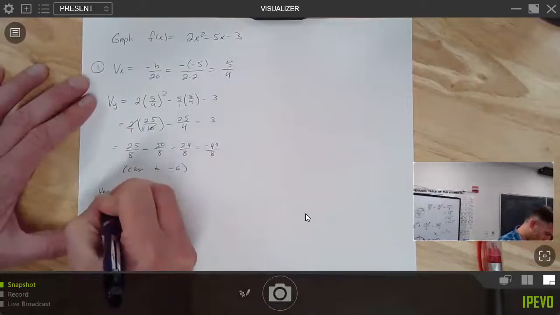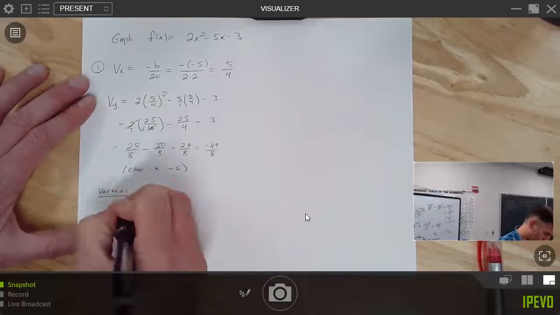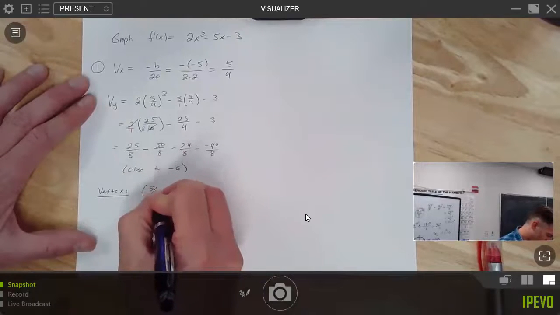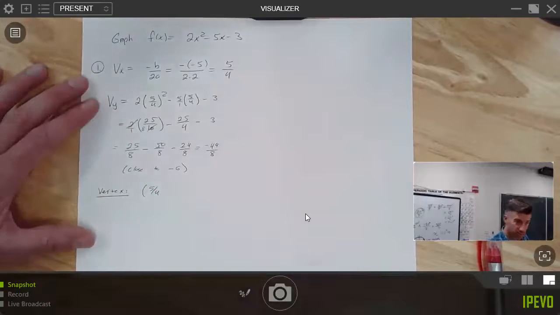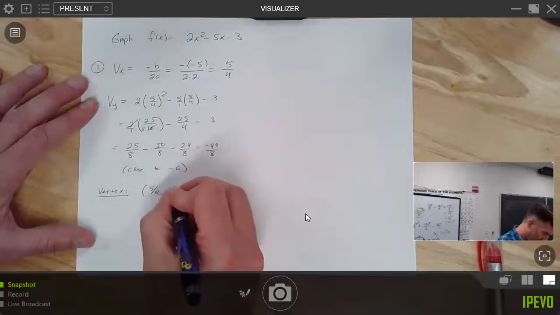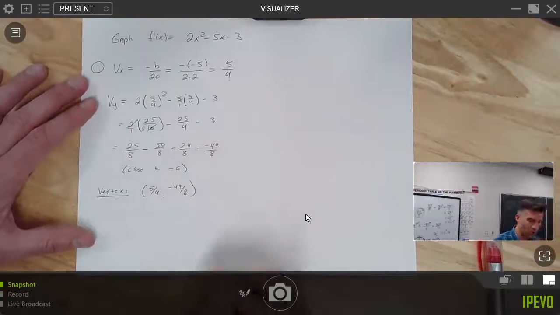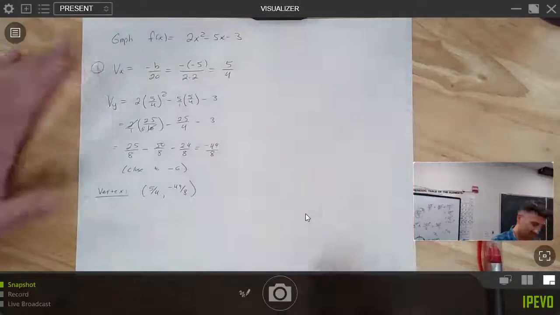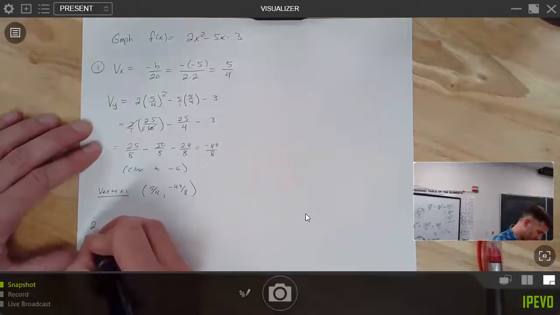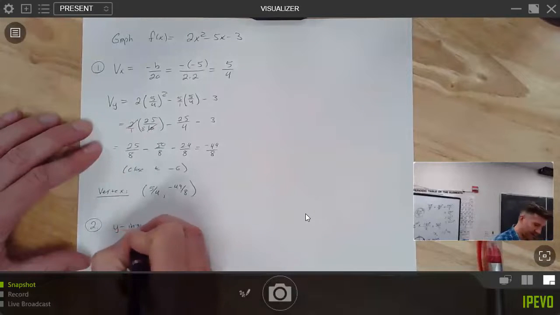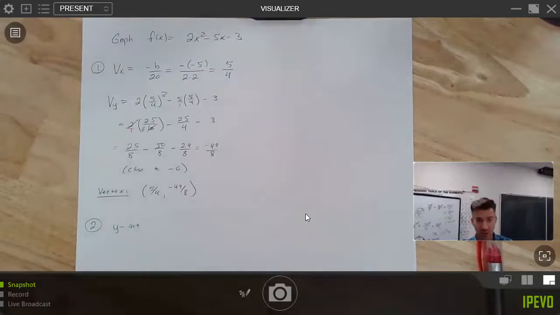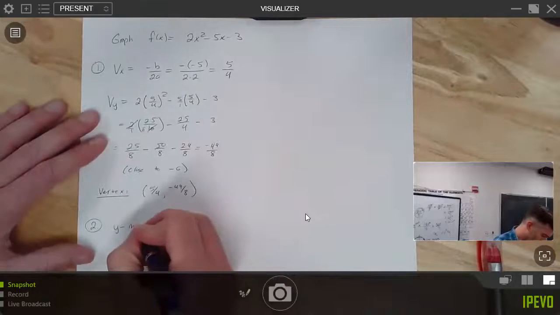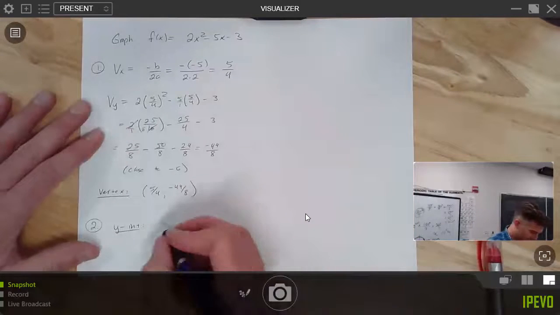So our vertex is the point 5/4, which is a little bit bigger than 1, and -49/8, which is slightly more negative than -6. And then I guess I could find the y-intercept. Y-intercept, I really like, you can just graph it. I don't even think you need to show me that you found it because it's almost always just right there.